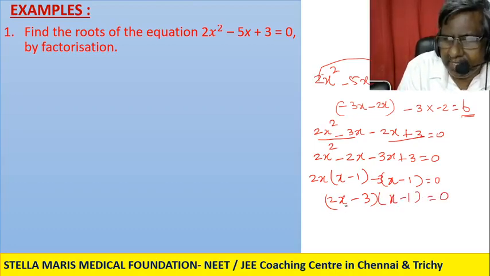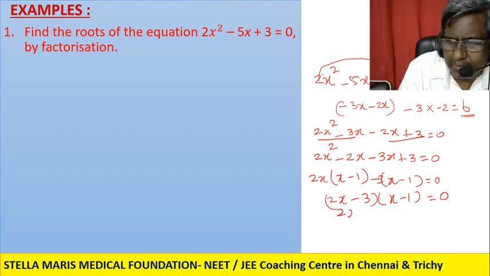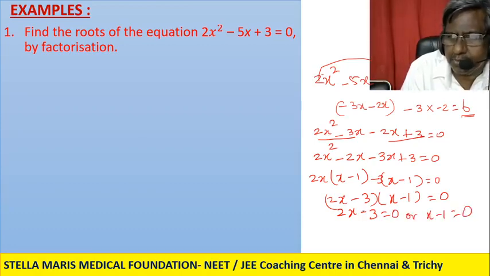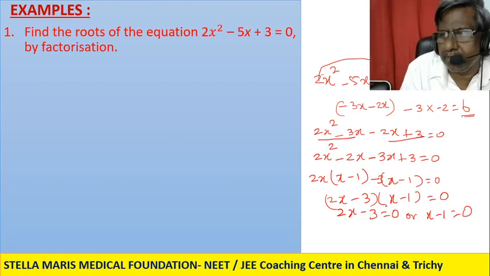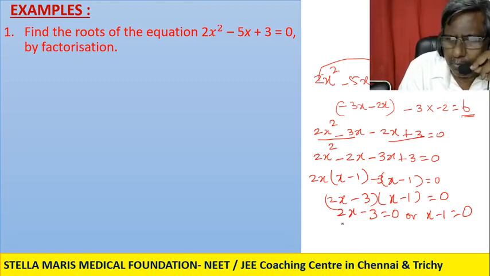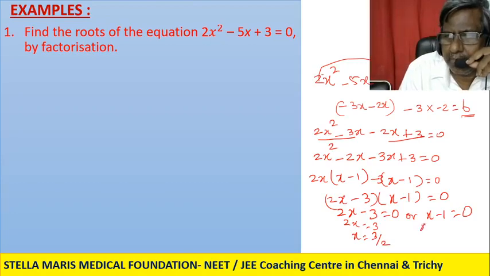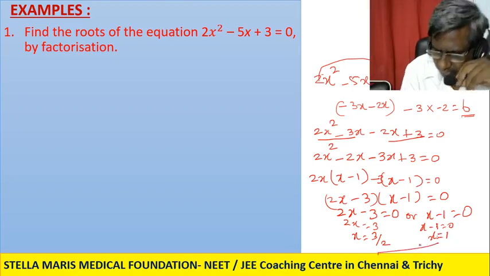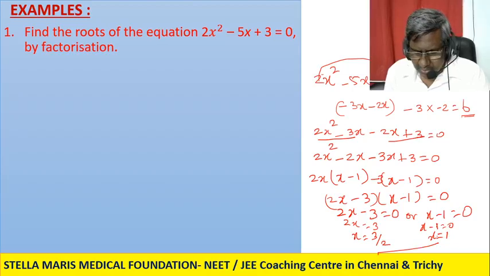Now we can say either 2x minus 3 should be equal to 0, or x minus 1 is equal to 0. That's why the multiplication of these will give you 0. So now I'll put 2x is equal to 3, or x is equal to 3 by 2. Likewise, x minus 1 is equal to 0, or x is equal to 1. So you have 2. These are called the two roots.